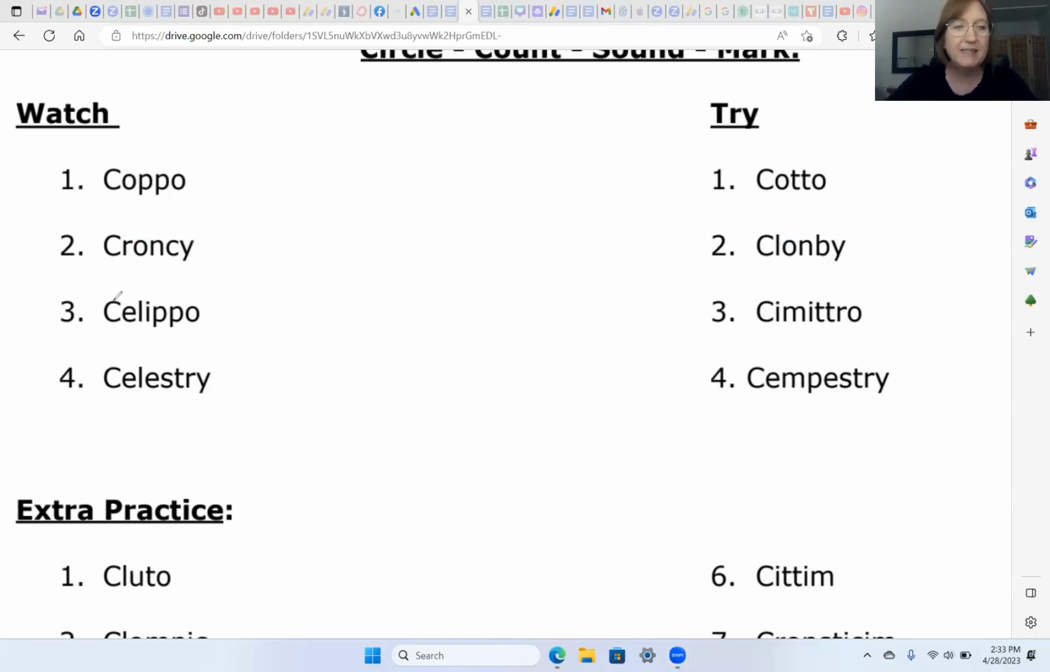Okay, number 3. I see that this C has an E after it, so it's going to make its soft sound. This E has a vowel one or two doors down, so it's going to make its long sound. Now, I's in the middle say I. They make their short sound. If I is in the middle syllable, it's going to make its short sound. And O's at the end say O, as in the word so.